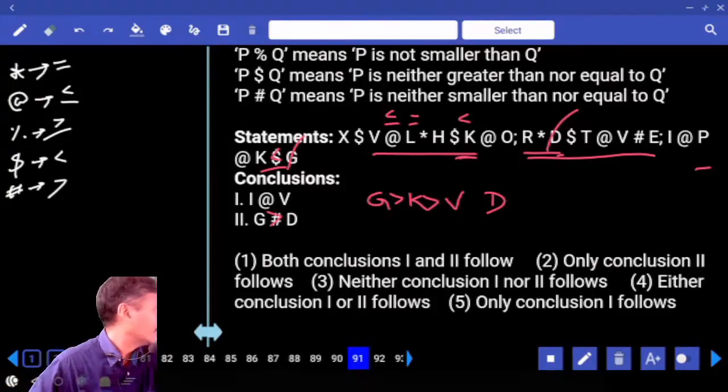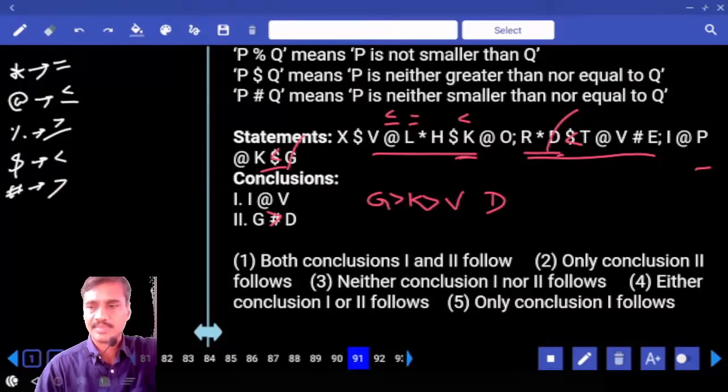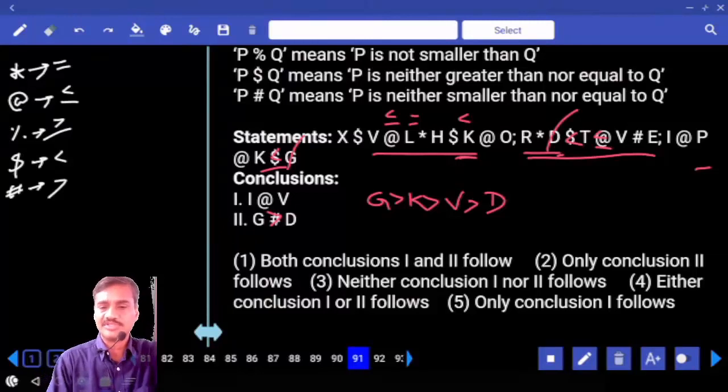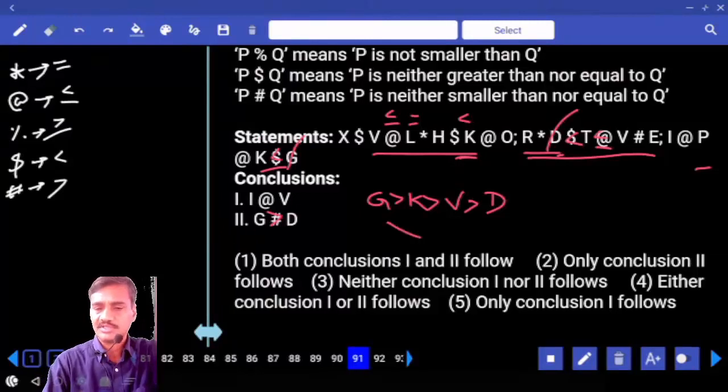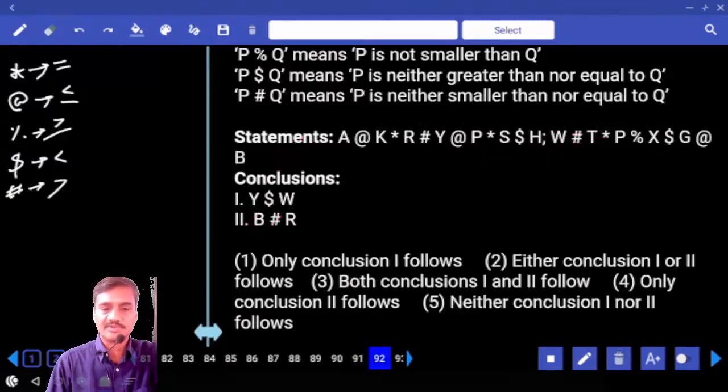And next one, V and D. Now in this V and D, tell me what symbol we get. Now D. Now dollar stands for what? Dollar is lesser than and at the rate of means lesser than or equals. D lesser than V. V greater than D. Now between G and D, one, G greater than D, definitely true, only true. Hence only true, that is given in choice 2. 91, choice 2.